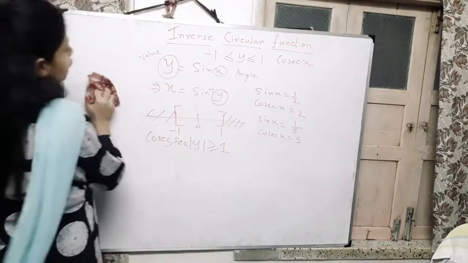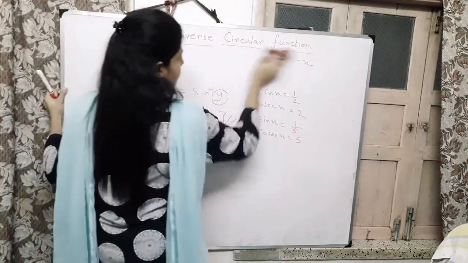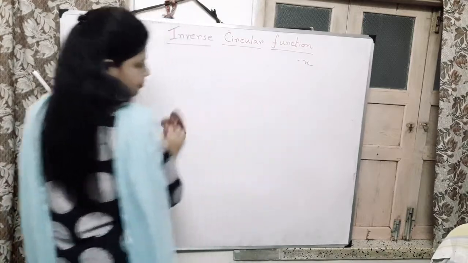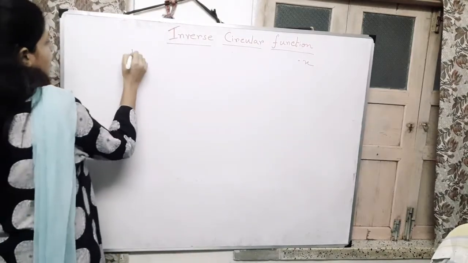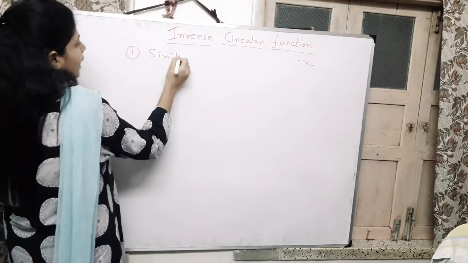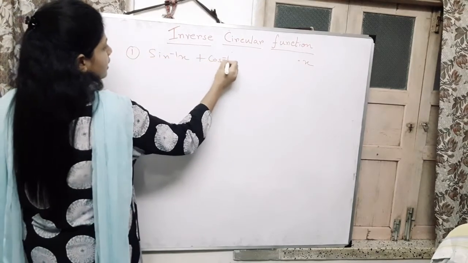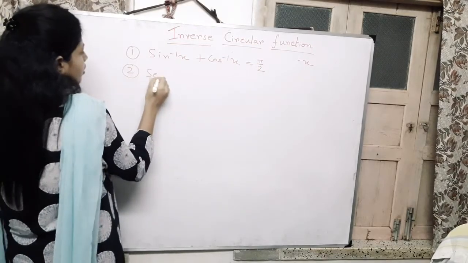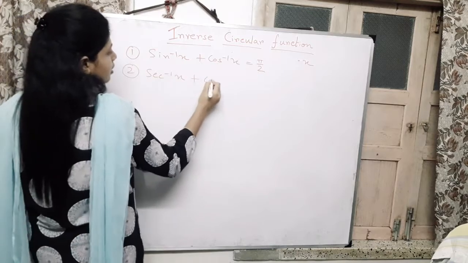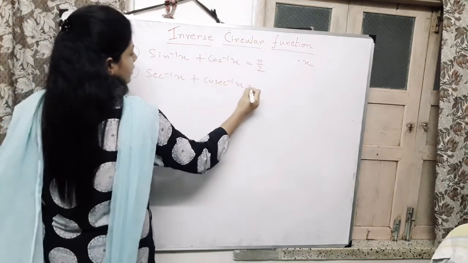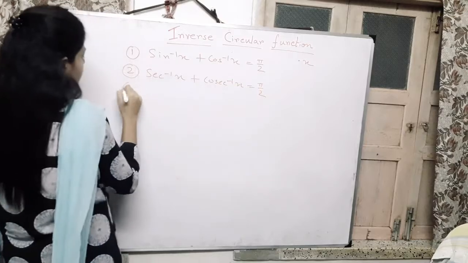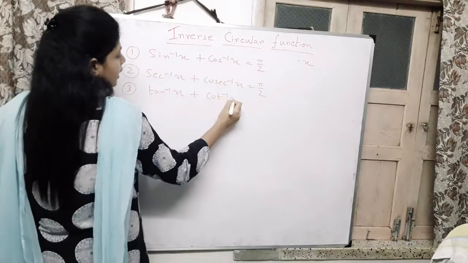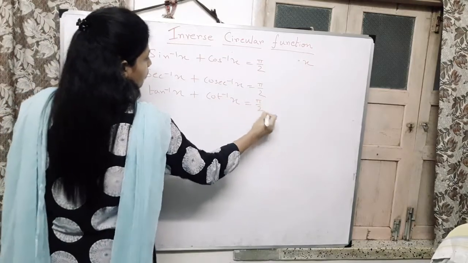Now I will tell some formulas of inverse. Number 1, sin inverse x plus cos inverse x equals pi by 2. Sec inverse x plus cosec inverse x equals pi by 2. Tan inverse x plus cot inverse x equals pi by 2.